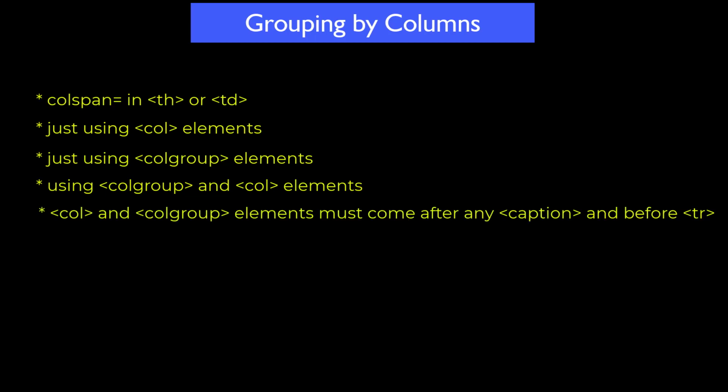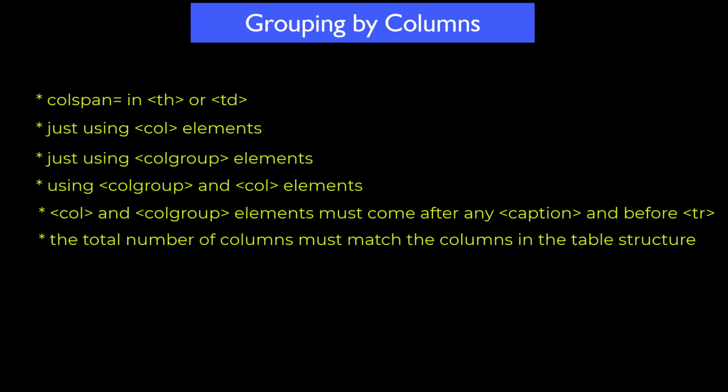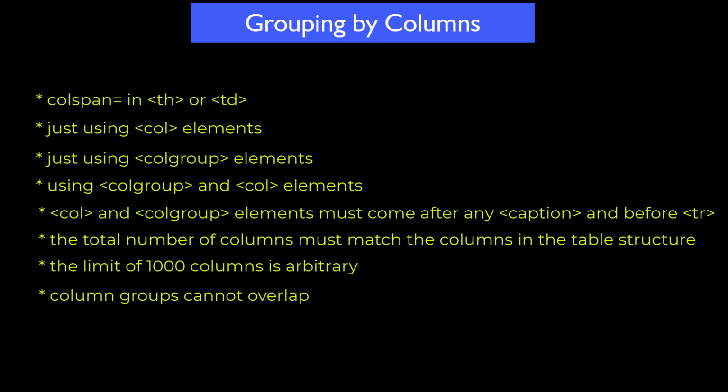Col and/or colgroup elements must come after any caption element and before any tr elements. Basically, you're defining the column groups for the whole table, so the grouping structure must be made clear to the browser up front. The total number of columns specified must match the number of columns implied by the row and cell structure. The limit of 1,000 columns is obviously arbitrary, a number chosen such that it will be well above any actual need. Column groups cannot overlap.